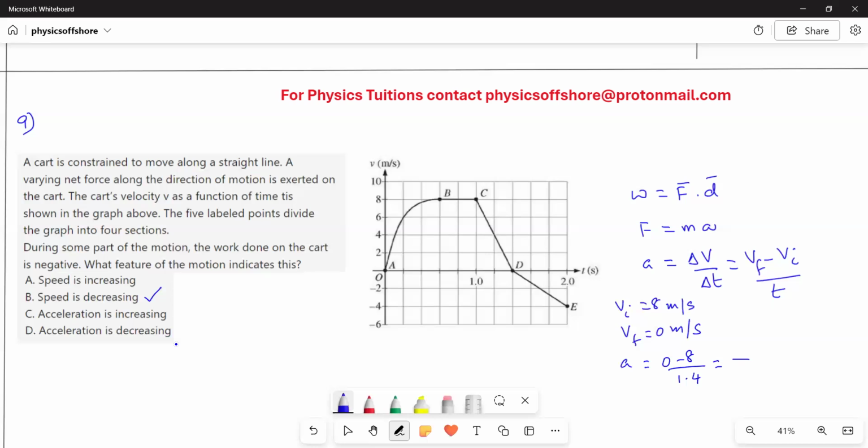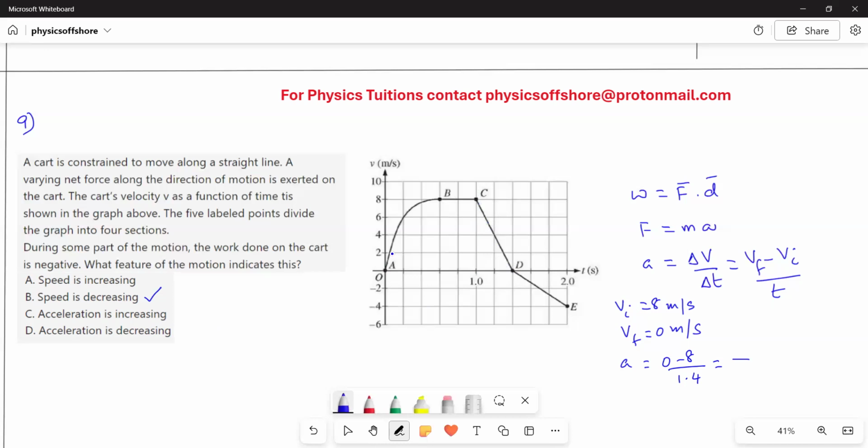Acceleration is not decreasing here. Remember, acceleration is not decreasing here. Only the speed is decreasing, from 8 going to 0 in this part. But acceleration is not decreasing or increasing. It is actually the steady state.